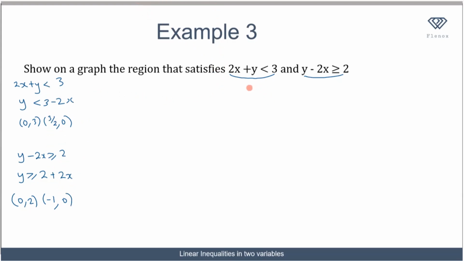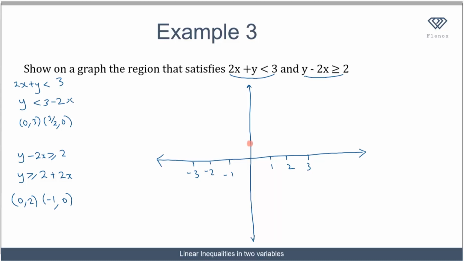So to start with, we have to draw our axis. So here now we have this. On the x-axis we have 1, 2, 3, and minus 1, minus 2, minus 3. And on the vertical axis we have 1, 2, 3, and minus 1, minus 2, minus 3.